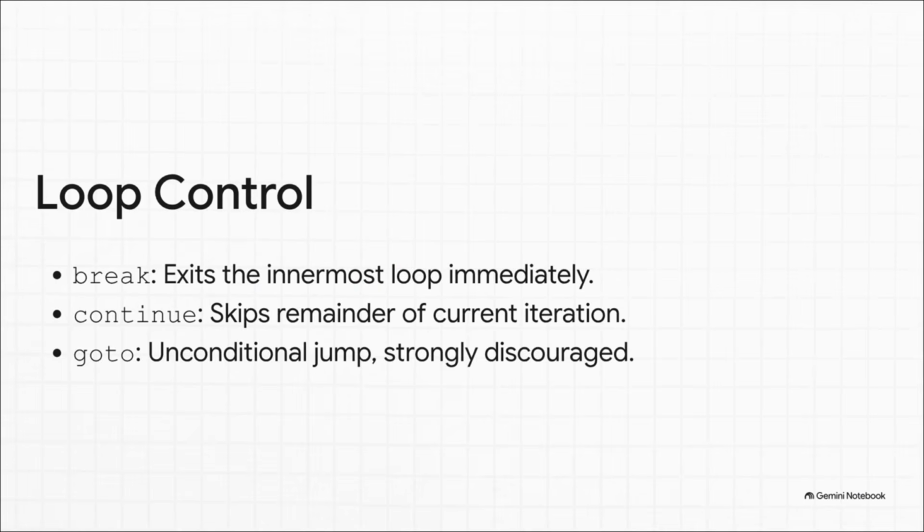Within these loops, you have really fine-grained control. Remember that break immediately halts the innermost loop, which is perfect for a linear search. The split second you find your target, you break out to save time. Continue, on the other hand, just skips the rest of the current iteration and jumps straight to the next one. And goto. Well, goto is an unconditional jump to a label. It makes your code incredibly tangled and hard to read, so it should generally be avoided at all costs.